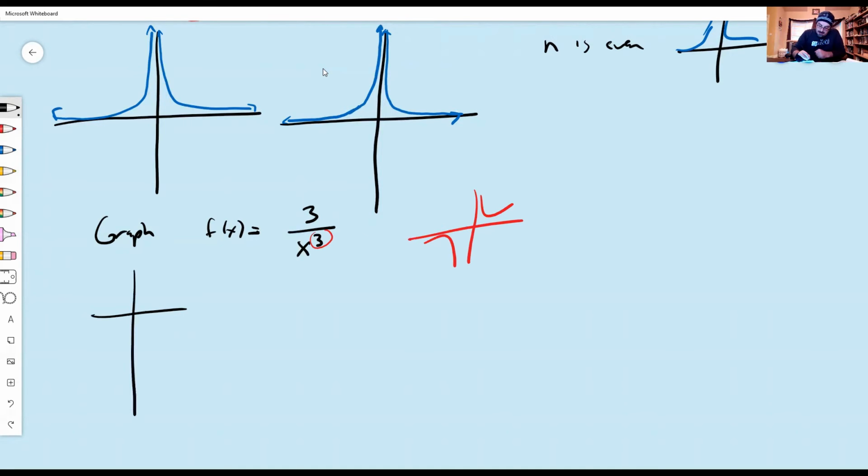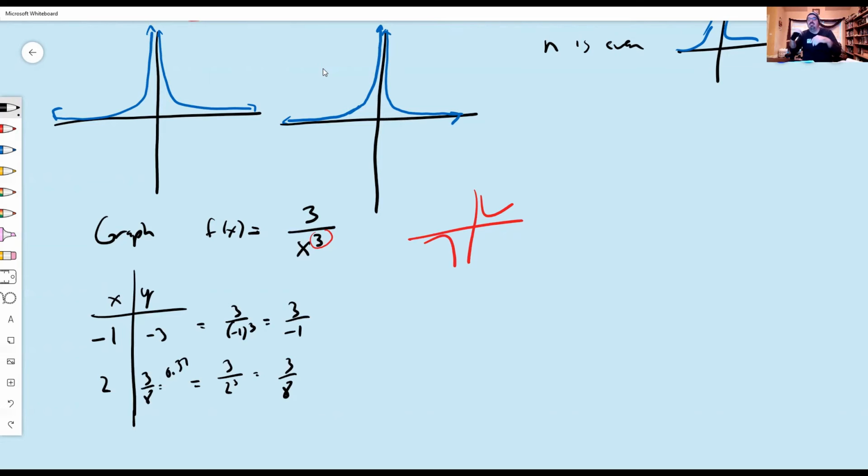So we might say x equals, I don't know, -1, say +2. So -1 cubed will be -1, so I get -3. X is 2. 3 over 2 cubed, 3/8, which is 0.37-ish, if you calculate it out.